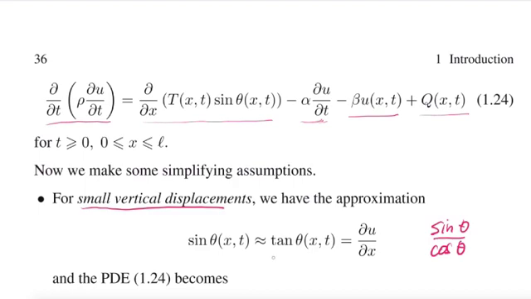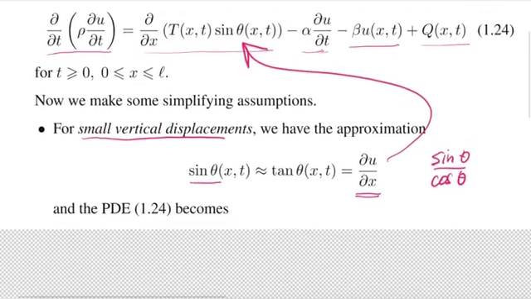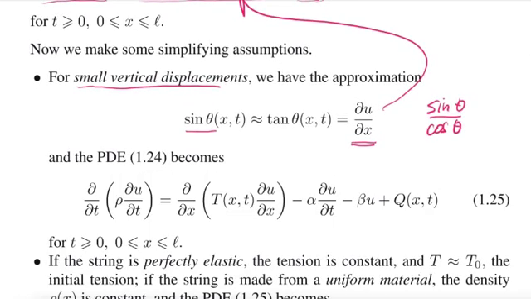But then the tangent of the angle is also the slope of the function. It's du by dx, leading back to calculus. So we can approximate the sine of the angle by the x derivative of u. Okay, and so this will then enter right here. So then the PDE becomes this. So then here we entered the derivative, and there you see we get a partial derivative in x of T times the partial derivative of u.